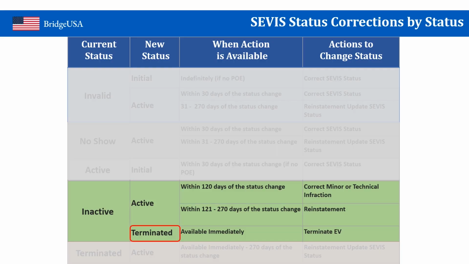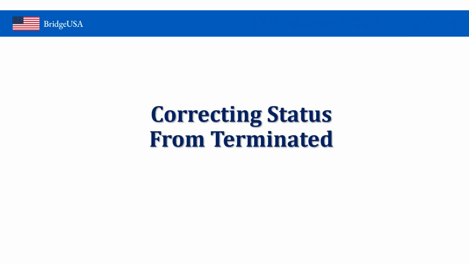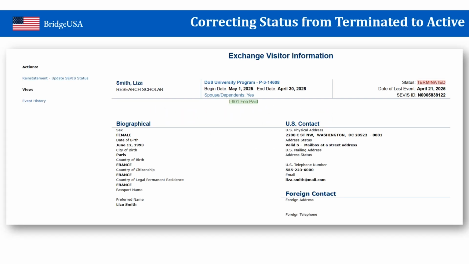If an inactive status record needs to be changed to terminated, this can be done immediately using the Terminate EV link. Finally, we will talk about correcting status from terminated. The Reinstatement Update SEVIS Status link is available immediately after the status changes to terminated. Submission of the request requires payment of a non-refundable fee, supporting documentation, and review by the Department of State. If the request is approved, an automatic email will be sent to the exchange visitor notifying them of the status change.